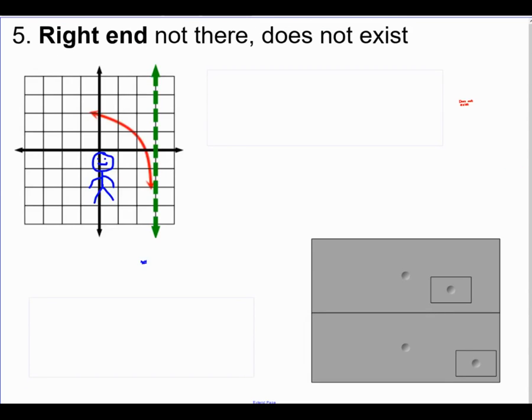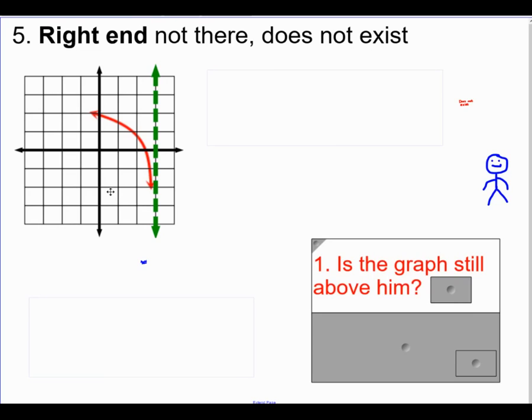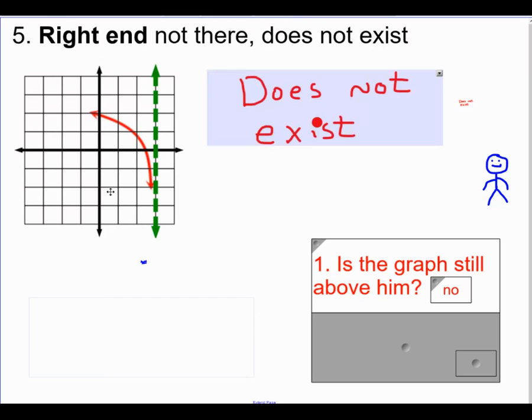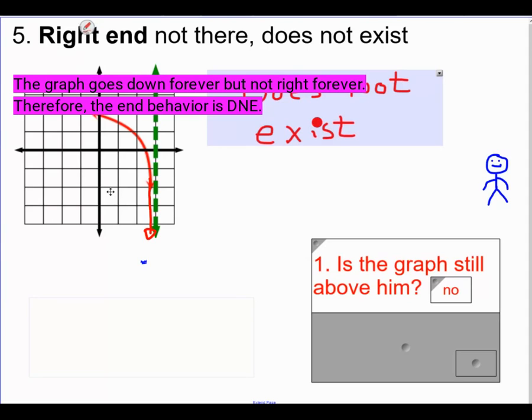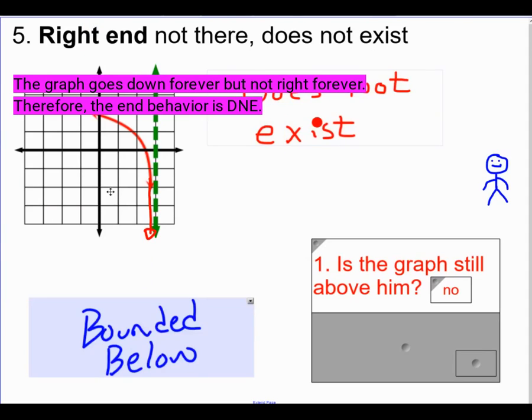Let's do that with the natural log function because we probably need to do that. Let's move our imagination over. Let's ask ourselves, is the graph still above him? No, therefore it does not exist. But you might say, well, the graph is coming down like this, and it does do something forever. It goes down forever, and that is a bounded below question, but we're not studying that right now, so let's not go there.